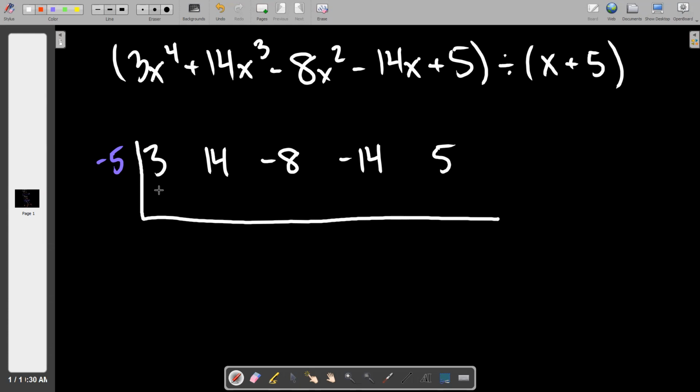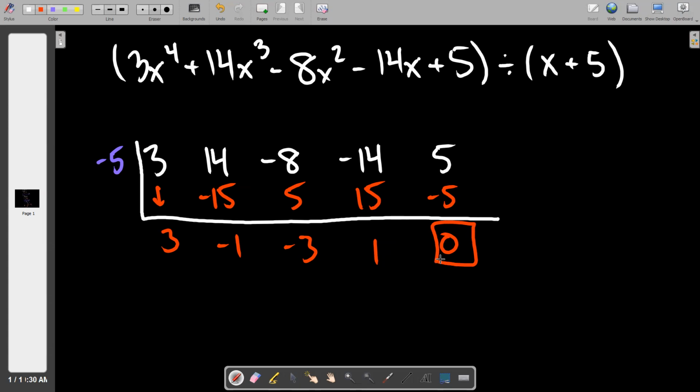If you have bad basic skills, you're always going to be slower, and it is what it is. So -15, add -1, multiply 5, add -3, multiply 15, add 1, multiply -5. What can we say about this division problem? There's no remainder, so what does it mean about x plus 5? It is a factor.